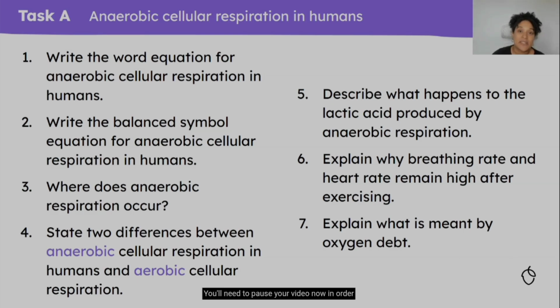You'll need to pause your video now in order to give yourself enough time to think through your answers and write them down. Click play when you're ready to continue with the lesson and to see the answers. Good luck.